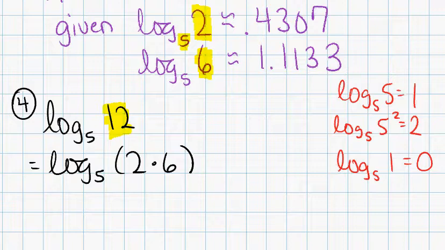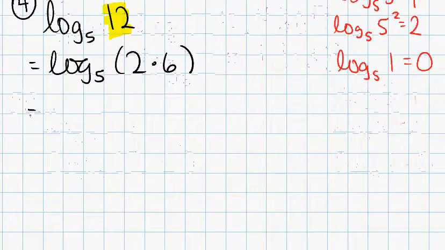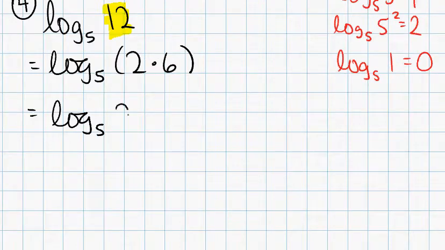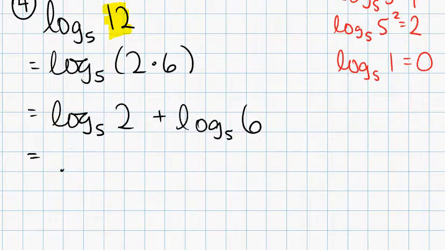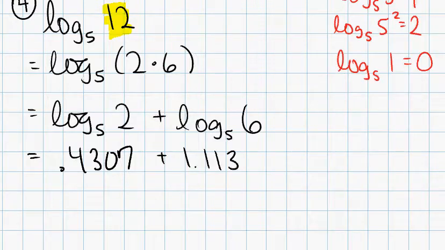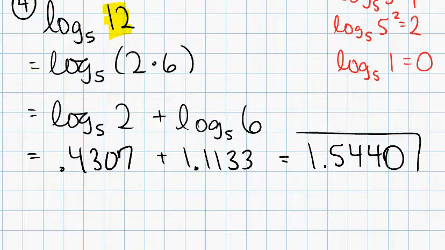And if you look at your properties, log base 5 of 2 times 6 becomes addition. So you're going to take log base 5 of 2 plus log base 5 of 6. And we have those decimals, so we put them in there. 0.4307, 1.1133, and adding them together gives us 1.5440.